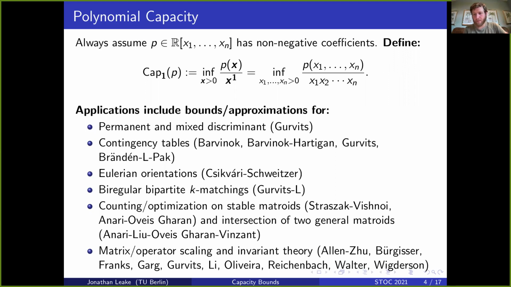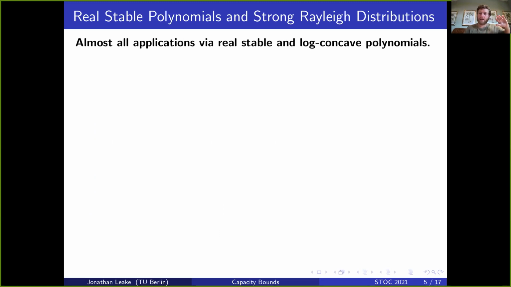And the other main thing that we're going to need is the polynomial classes that capacity is usually used with. And for the most part, pretty much all the applications I mentioned on the previous slide, the types of polynomials that are used are either what are called real stable polynomials, or more generally, certain classes of log concave polynomials. And before I define real stable or log concave here, I need to make a connection between real stable polynomials and what are called there in the title strong Rayleigh distributions.